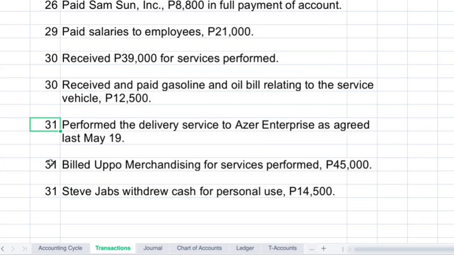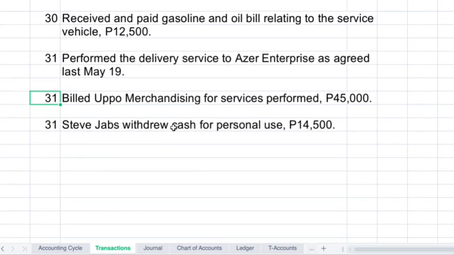And then, do we still have 2? Okay. So, on May 31, so we billed UPO merchandising for services performed 45,000. So, binil natin si UPO merchandising para sa delivery service na binigay natin. So, hindi pa siya nagbabayad sa atin, so that is considered accounts receivable. So, what are the accounts affected here? So, we have accounts receivable from UPO merchandising, and then we have delivery revenue because we have already performed the service.